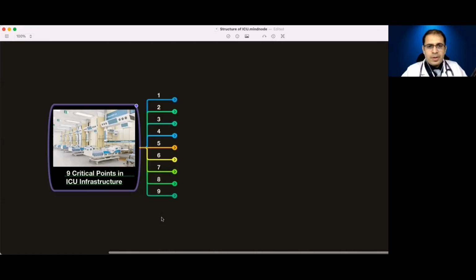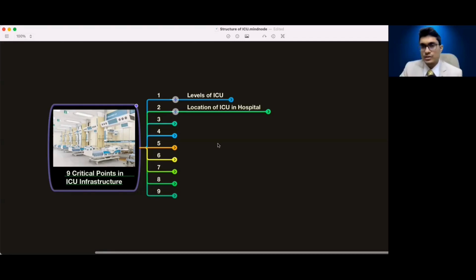So in this section, we will discuss 9 critical points for ICU infrastructure. If you keep these 9 points in mind, then your ICU will be the perfect one. First is levels of ICU. What are the different types of ICU? Second, what should be the location of the ICU? Some people say ground floor, some people say top floor. What is correct, and what is the funda behind it?